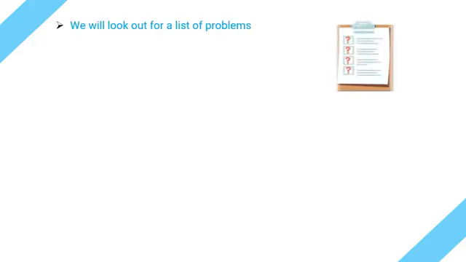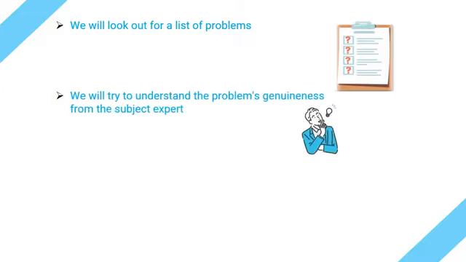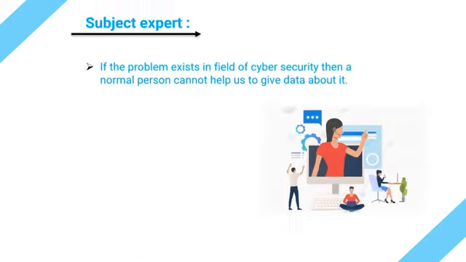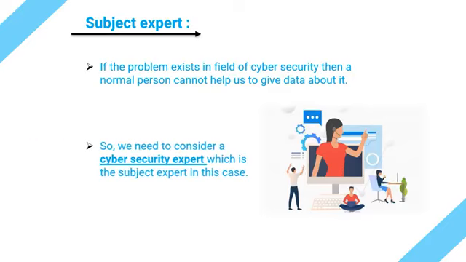In simple terms, in this phase, we will look out for a list of problems, then we will try to understand the problem's genuineness from the subject expert and also by collecting the articles in print, television and social media. We are considering a subject expert here because, for example, if the problem exists in the field of cybersecurity, then a normal person cannot help us to give data about it. That's why we need to consider a cybersecurity expert, which is the subject expert in this case.